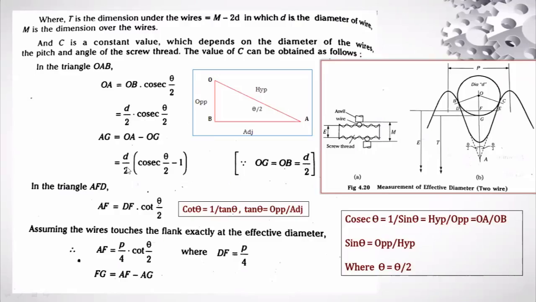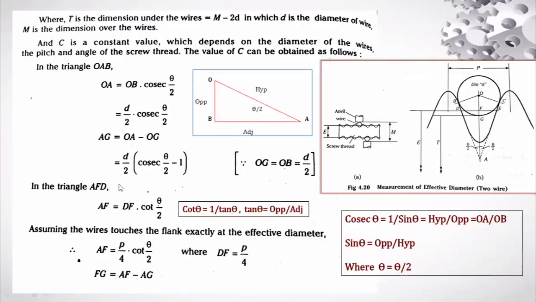That is substituted here. OG, on the main image, as well as OB, it is d by 2 only, because this is the diameter of the wire, d by 2, right? OB, OG, it is small diameter by 2, d by 2. If you substitute into AG is equal to OA minus OG, you're going to get d by 2 as a common factor, so cosecant theta by 2 minus 1.